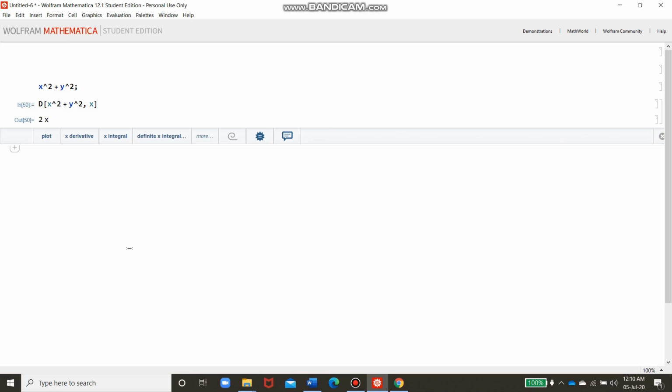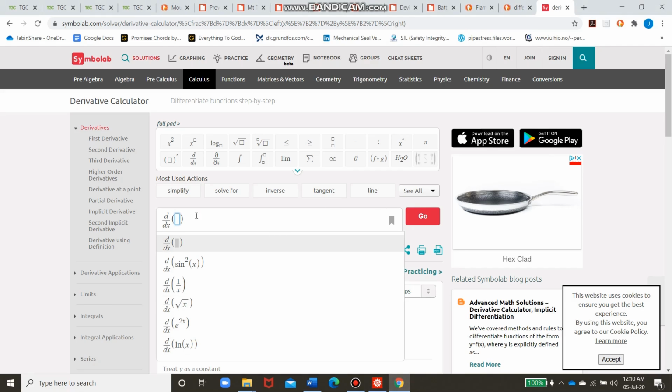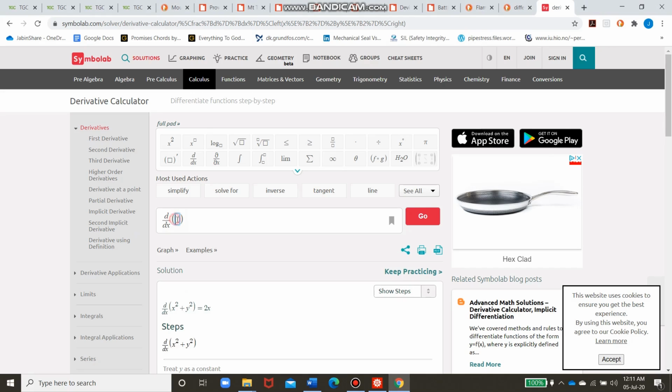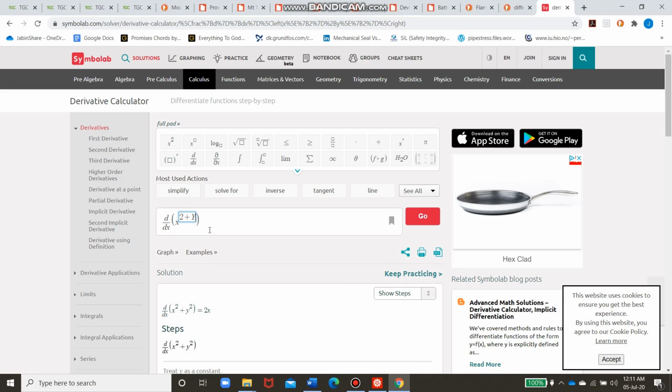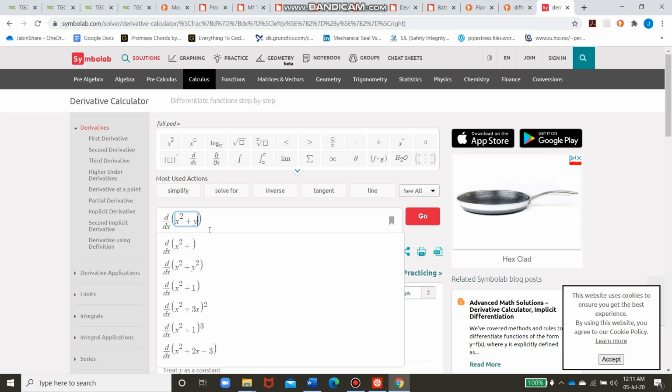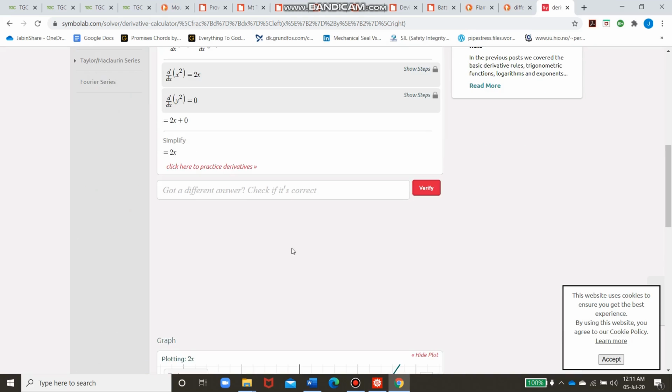For those who do not know differentiation, I just want to show you. I mean, you don't trust Mathematica at all, or me who is trying to teach you guys, so I just want to take you to an internet app where I can differentiate d by dx over here. All right, so I'm going to put x squared plus y squared. I'm going to differentiate this, and let's see what the answer is going to be. 2x. So Mathematica is not wrong.